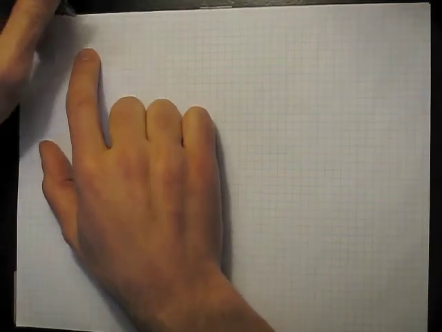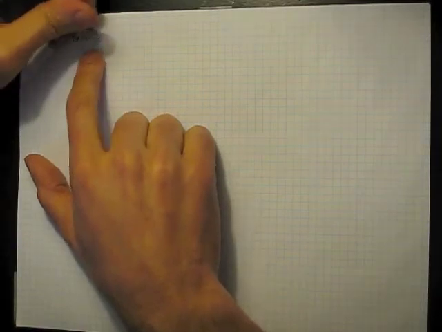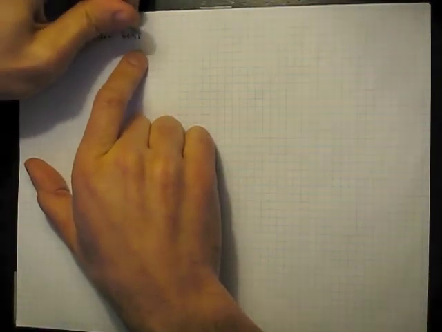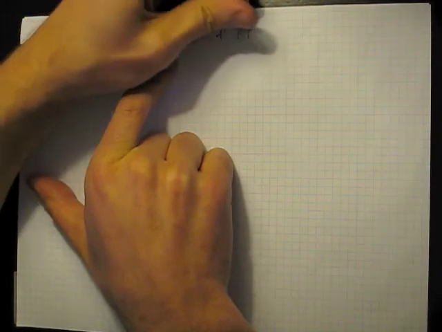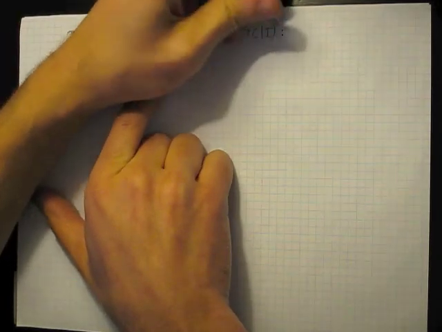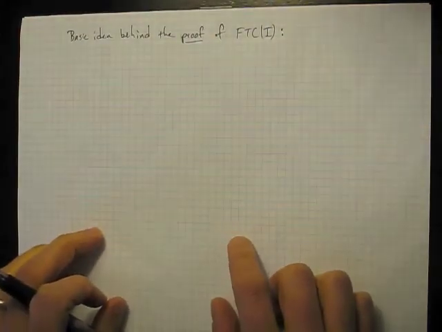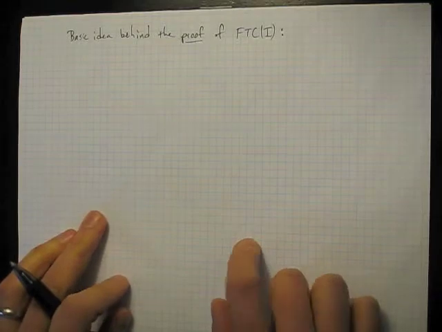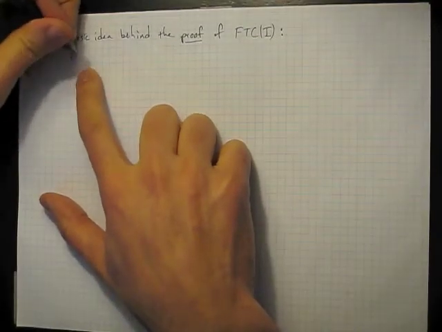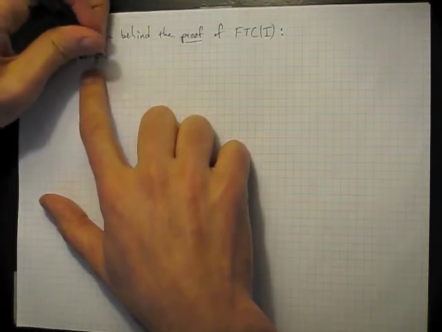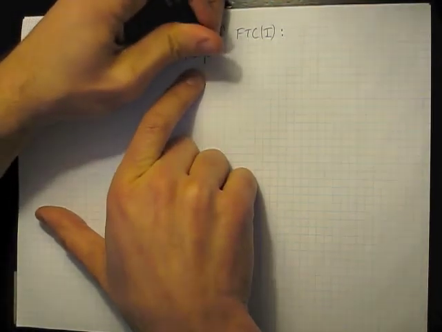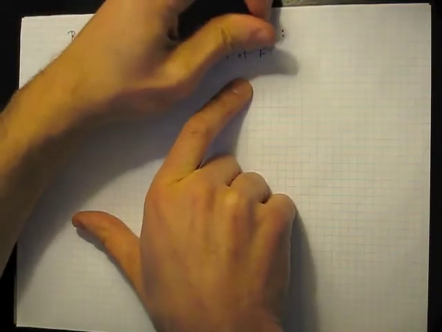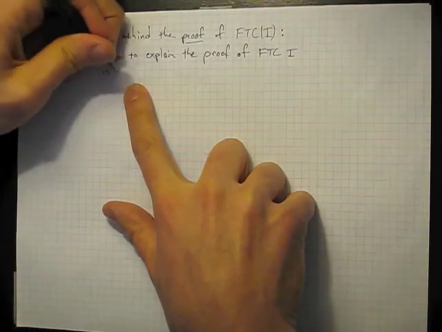Okay, so let's think about the basic idea behind why this is true. So the basic idea behind the proof of the fundamental theorem of calculus, part 1. Okay, so remember what I said. This is a class where we ramp up the sophistication level of what we think about, and so I'm going to just tell you guys outright here that being able to prove, to explain the proof of the fundamental theorem of calculus part 1 is a super bonus problem.